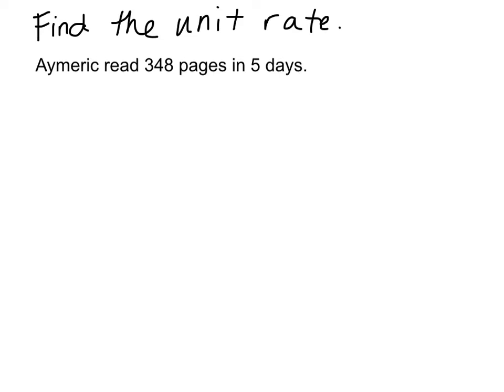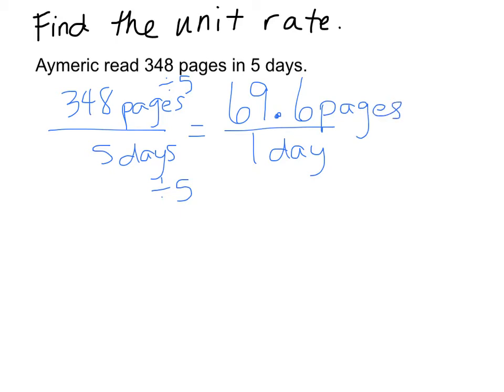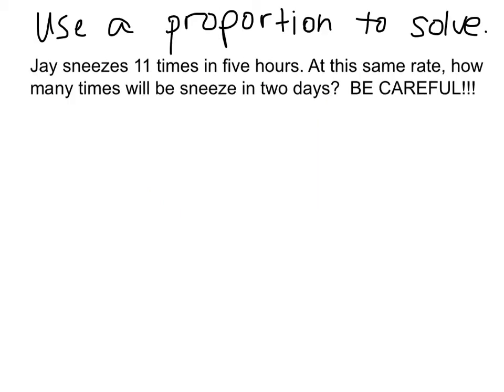Find the unit rate. Okay, so I'm going to set it up 348 pages in 5 days. And a unit rate, I want to know how many pages in 1 day. So I divide by 5, and I get 69.6 pages, almost 70 pages per day. Use a proportion to solve.